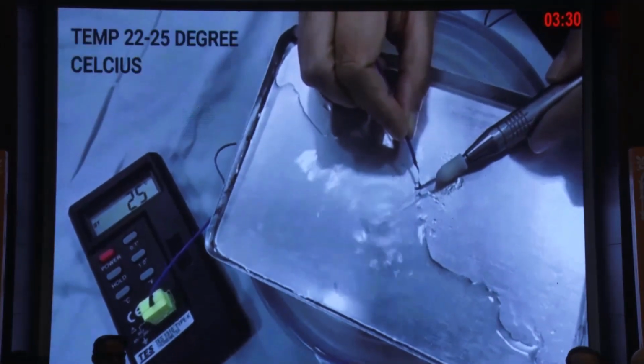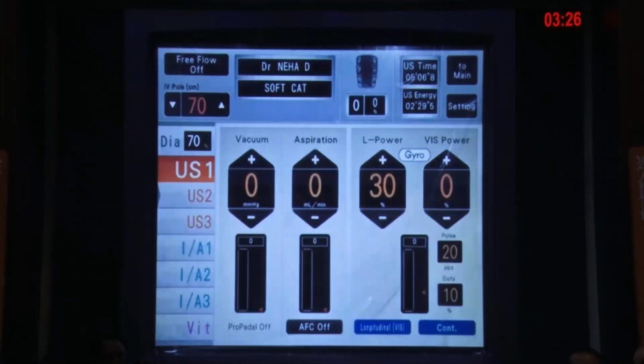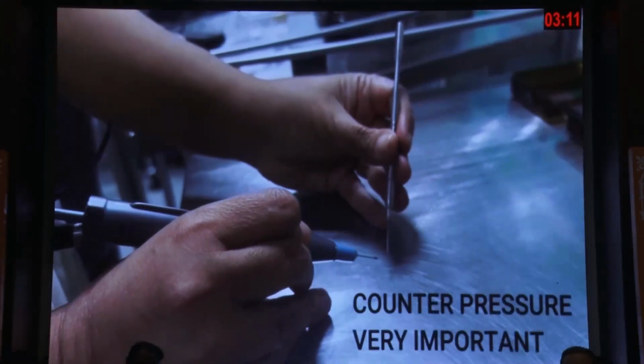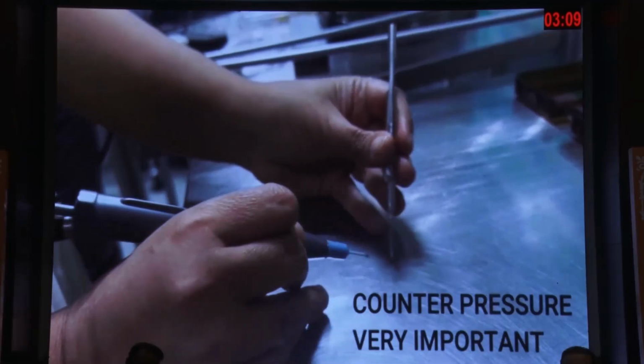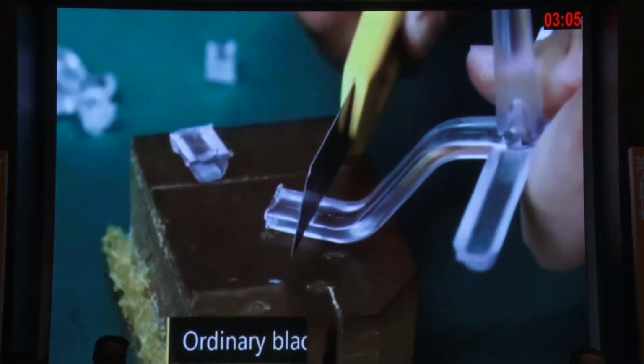Temperatures were checked at the tip of the IOL slicing tip and the tip of the phaco tip. Both were equivalent in temperature. The phaco power is kept at 30% power. There is no vacuum or aspiration as the tip is a solid metal tip. Good counter pressure has to be given as it's not a hollow tip and doesn't have any suction.